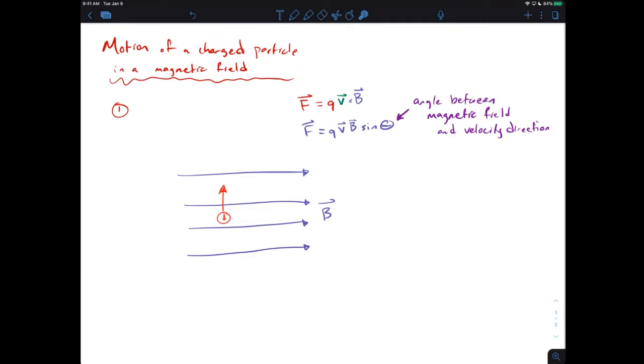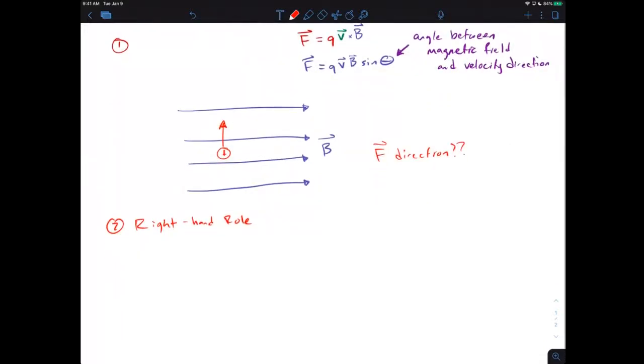So the last thing that we're missing here is what is the direction? So F. So what is this? Okay, so in order for us to figure this out, we will use the right-hand rule. Okay, so when you do this, we have three parts.